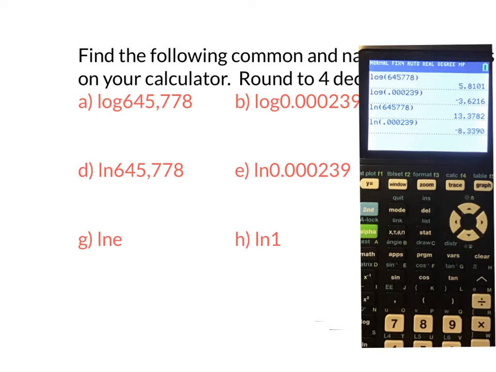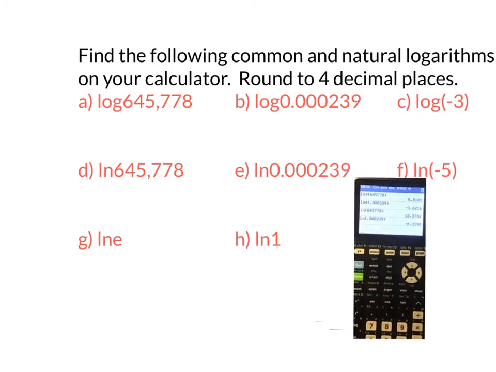Oh, I should have said this too. Common log means base 10. So notice, those first three up here did not have a base written. If you don't see a base, that's called a common log, which is base 10. Also, the D through H problems have no base written because if you see a natural log, it's always base e.